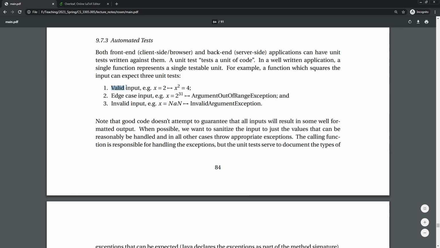And the idea behind the unit tests is that they test 3 different things. So they test valid input, so that valid input ends up with a valid output. They test edge cases, so that something like here, if we're squaring a number and we're dealing with 32-bit numbers, that if you pass in something that's too large, that it provides a consistent and expected result.